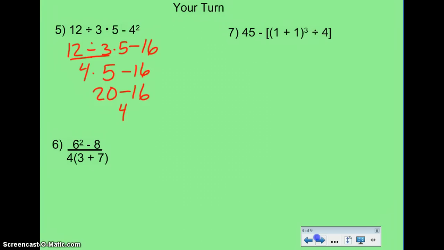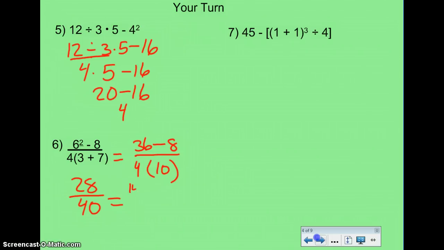So number 5, we should end up with 4. Looking at number 6, we can go across and we get 36 minus 8 over 4 times 10. That simplifies down to 28/40. Many of us might just divide by 2 right away, and that will get us to 14/20. And then we can simplify that again, and it can get us to 7/10 as our final answer.